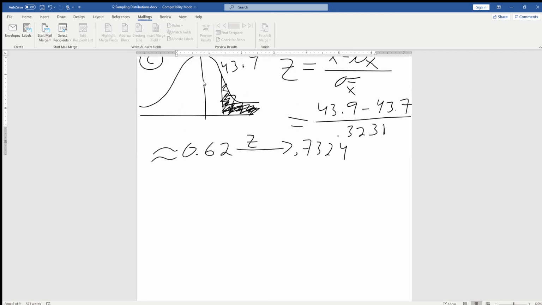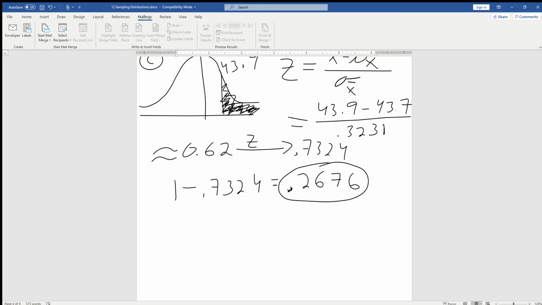So in this case, the final answer is going to be 1 minus 0.7324, which I believe, if you guys would verify this, should be 0.2676. In fact, I'll do that just to be certain. And I got 0.2676. Okay, so once again, that's our probability for just the 169 males.